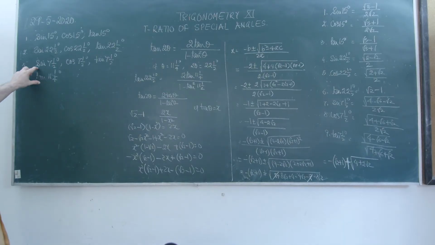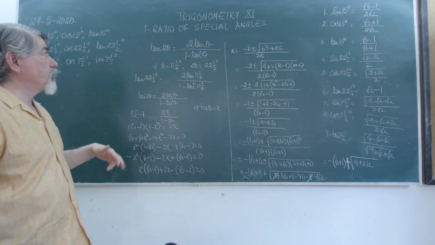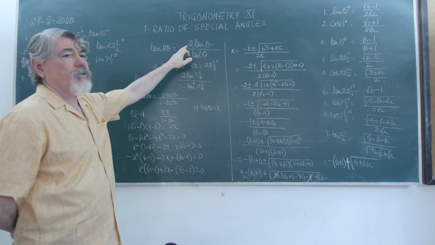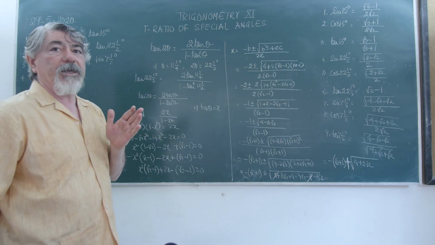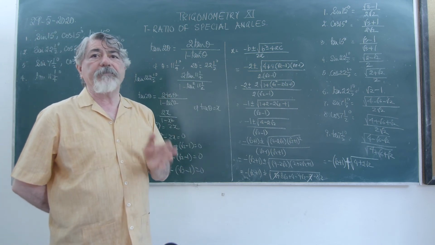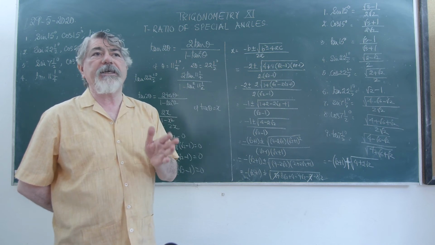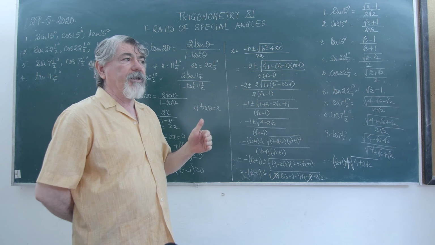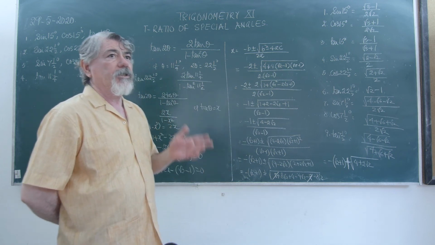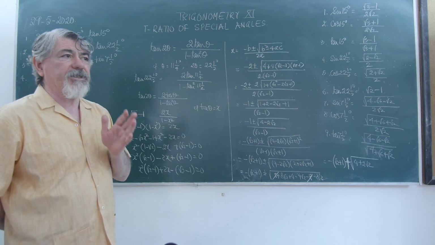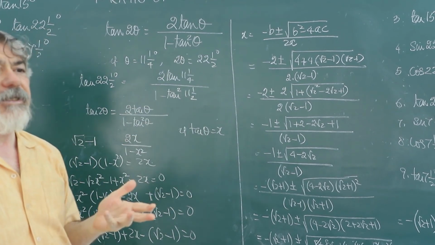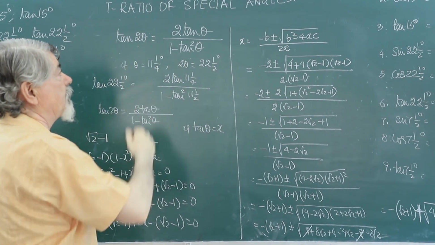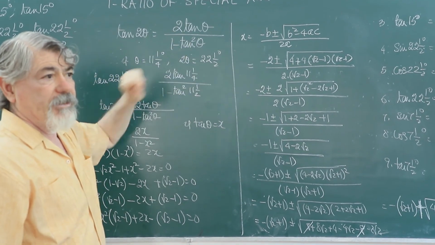We had to calculate tan 11 1 upon 4 degree. That is one of the special angles of t ratio. We know the formula tan 2 theta is equal to 2 tan theta upon 1 minus tan square theta, which also came from tan A plus B. Tan A plus B was tan A plus tan B upon 1 minus tan A into tan B. In place of B, we replaced it by A only. So tan A plus A becomes tan 2A, and tan 2A was 2 tan A upon 1 minus tan square A. So tan 2 theta is equal to 2 tan theta upon 1 minus tan square theta.